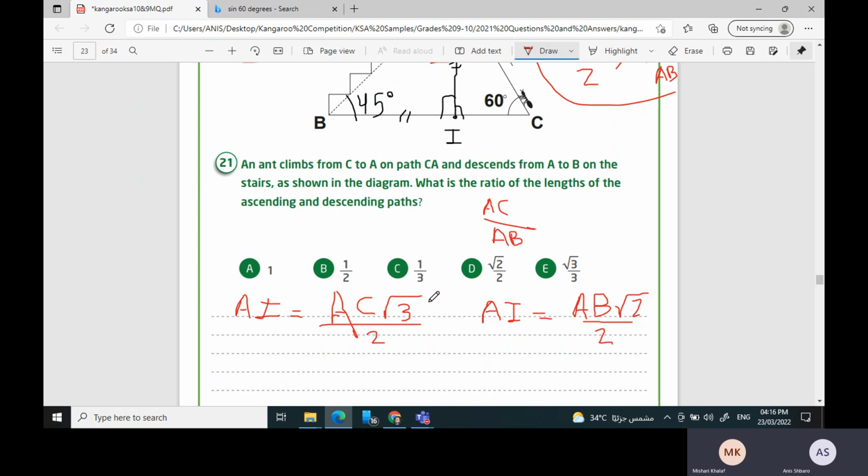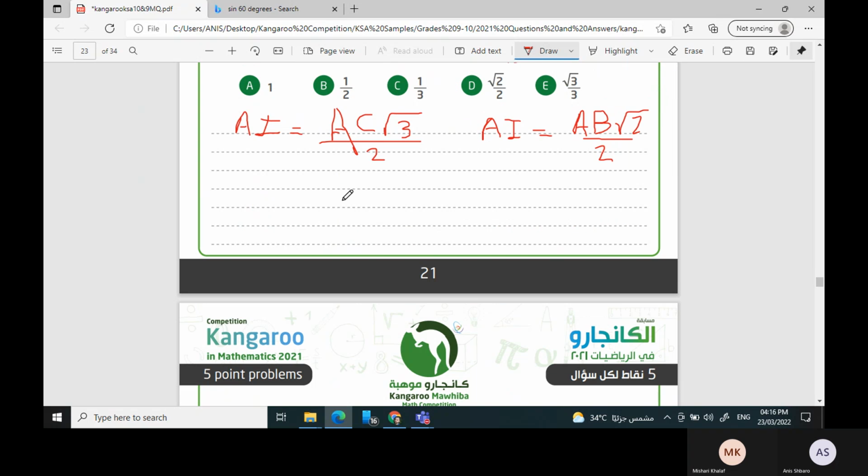Yeah. And we have two unknowns, so these two unknowns must be equal, of course. So simply you can solve it from here. AC radical 3 is equal to AB square root of 2. I got rid of the 2 directly because I don't want to waste time. So we skipped one step. We made it in our head. We multiplied both sides by 2 to get rid of the over 2.